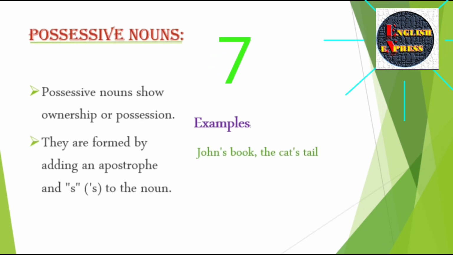Seventh one is possessive nouns. Possessive nouns show ownership or possession. They are formed by adding an apostrophe and s to the noun. For example, John's book, The Cat's Tale. So the ownership of the book is John.